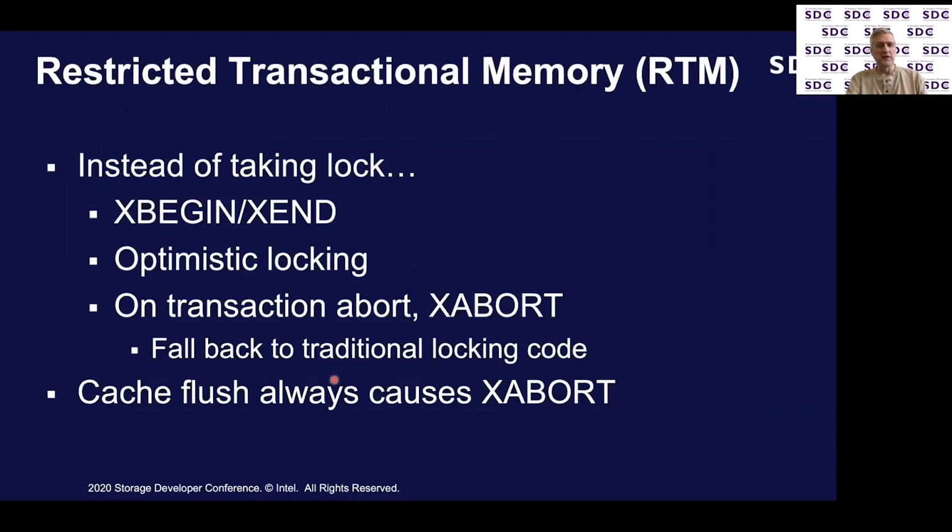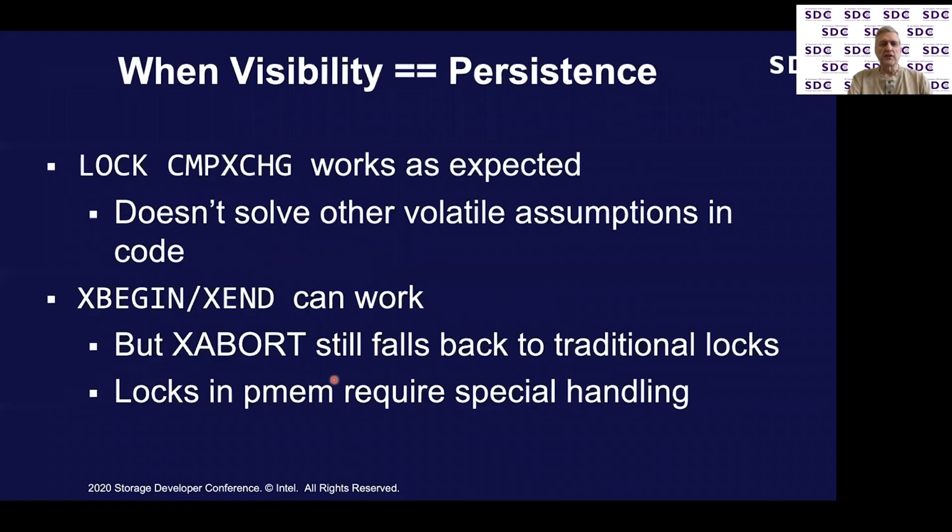So in a world where now visibility is equal to persistence, maybe these things change, right? So first of all, lock compare exchange now works as expected because, I mentioned before, there isn't an instruction that says lock, compare, exchange, and flush all at once. Well, now there is, because just making something visible makes it persistent. So when you do this compare exchange, as soon as the atomic operation is done, the result is in fact persistent. So that's great. And now you can actually write a piece of code that works in volatile memory as well as it works in persistent memory, except it doesn't solve other things.